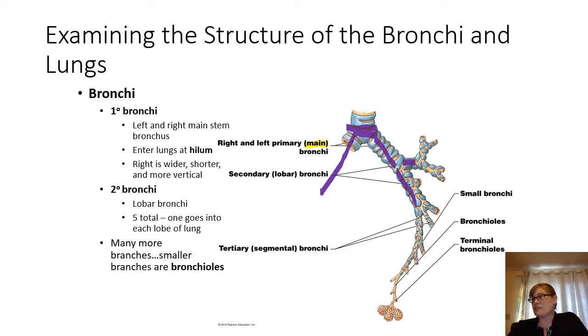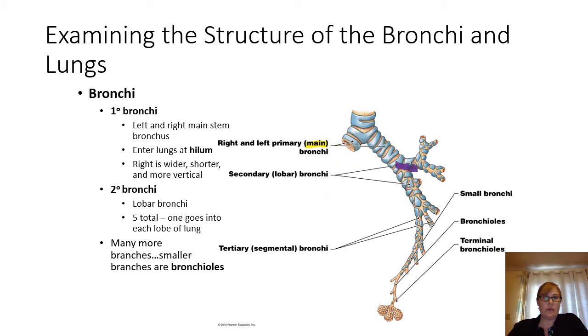So now I'm going to have to show you a slide in a little bit to help clarify what the hilum is. We'll do that in a few slides. So the right primary bronchus, like I mentioned, is wider. It's much more vertical, so it doesn't have to go around the heart like this one does. And so it has the ability to be wider and a little bit shorter before it starts to branch.